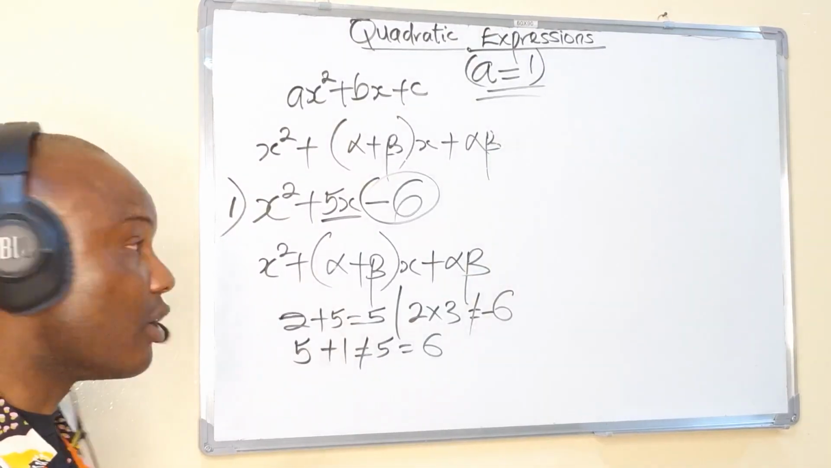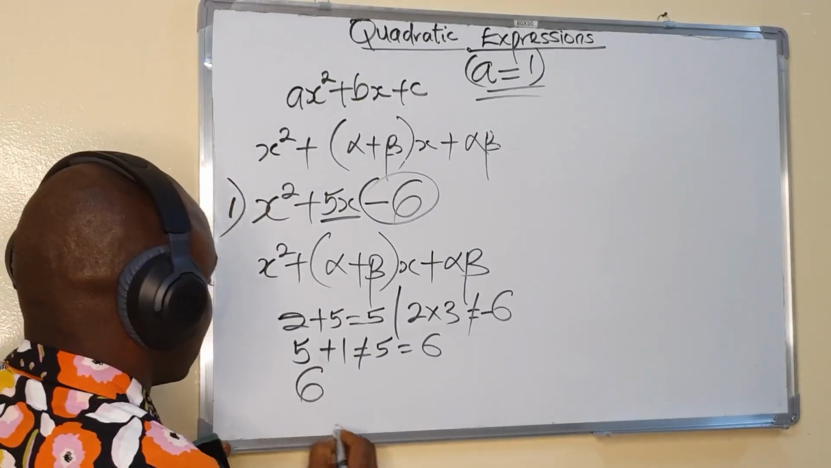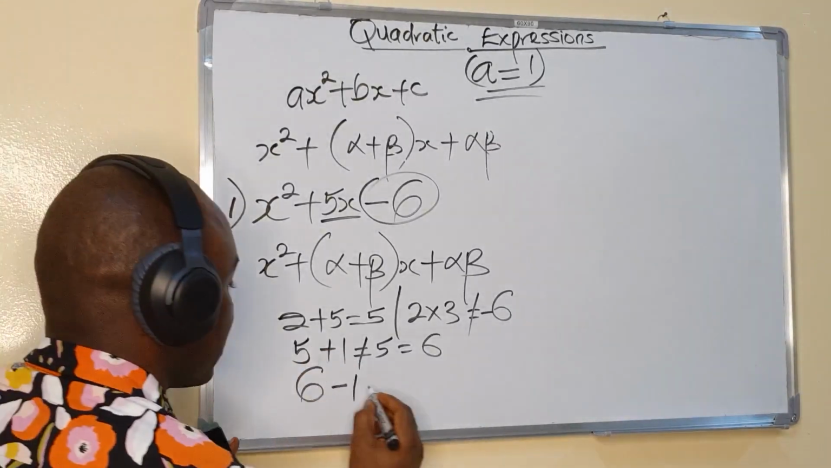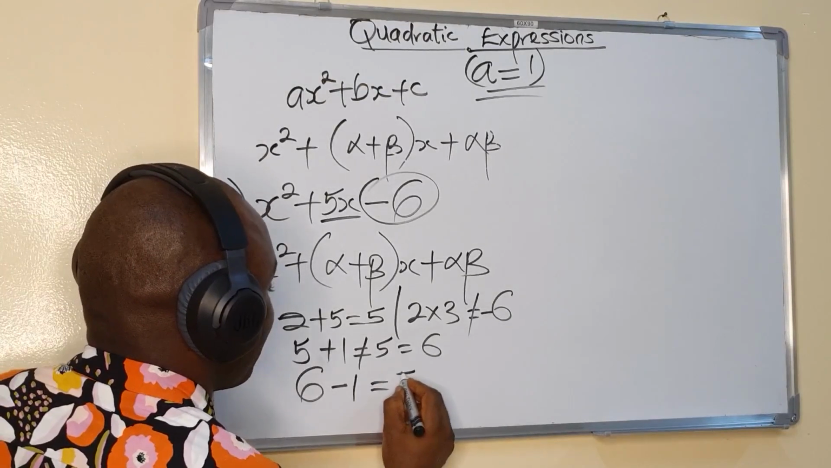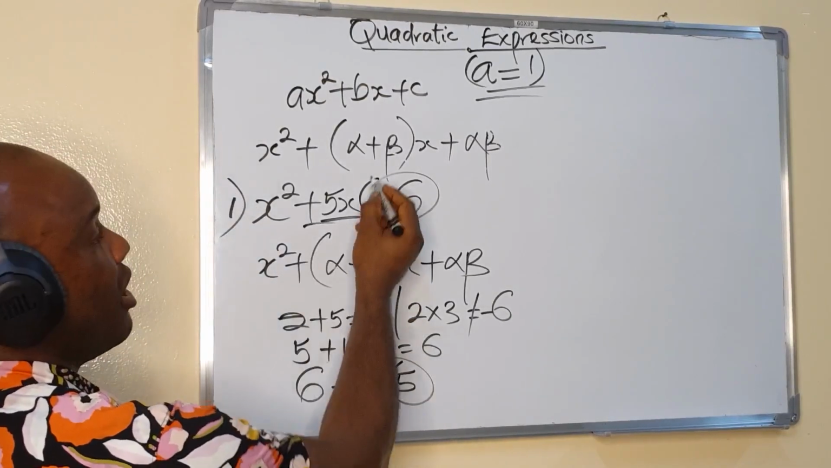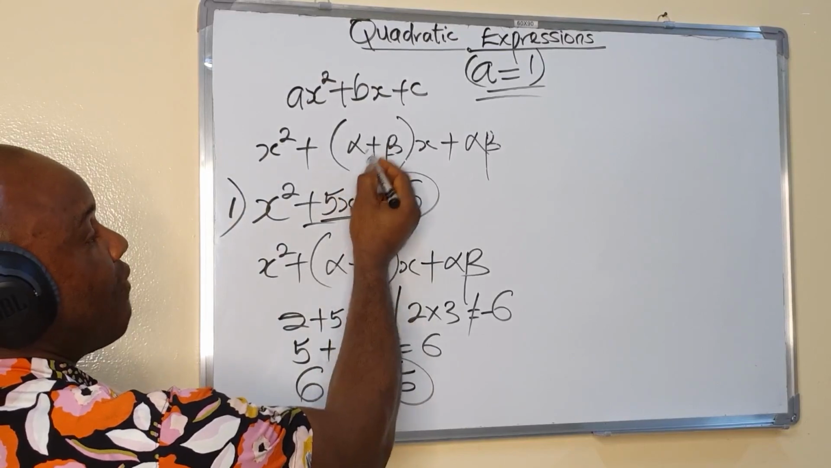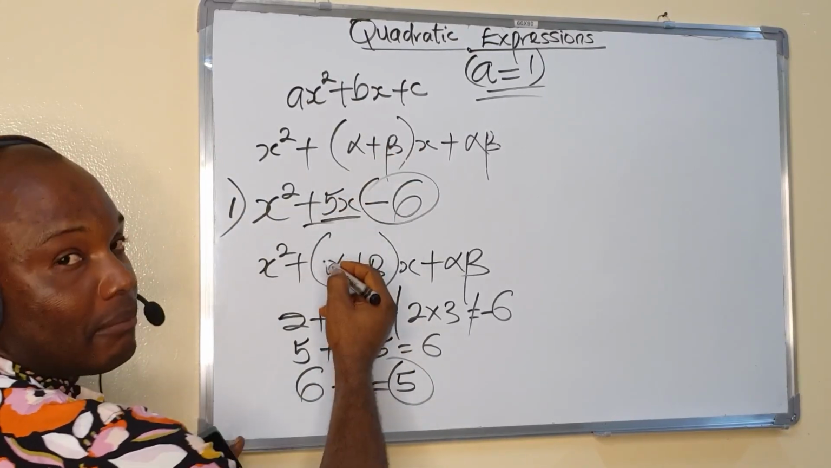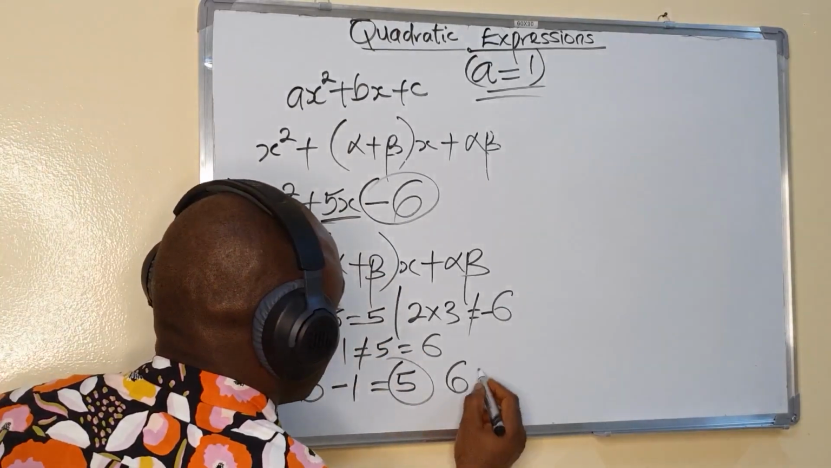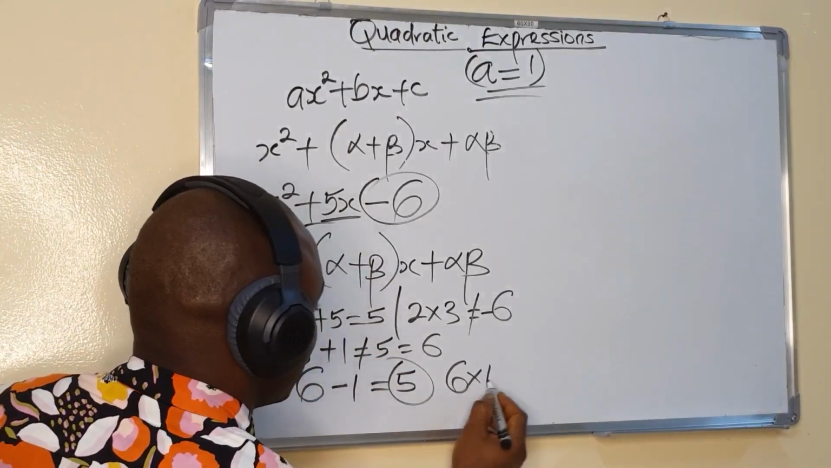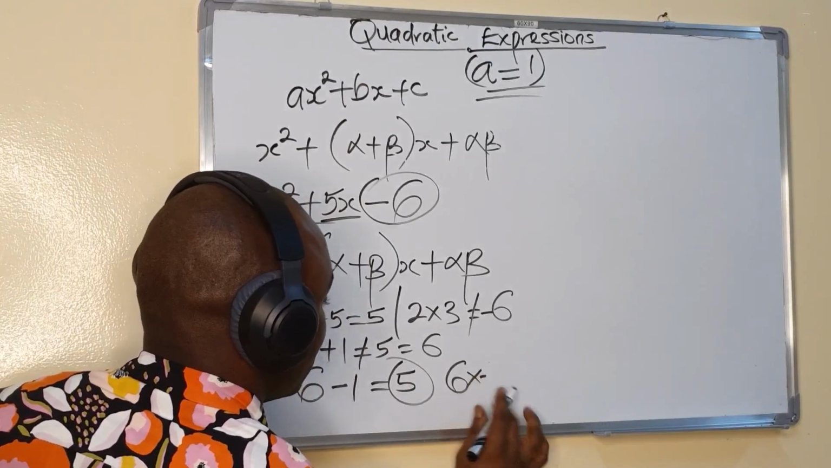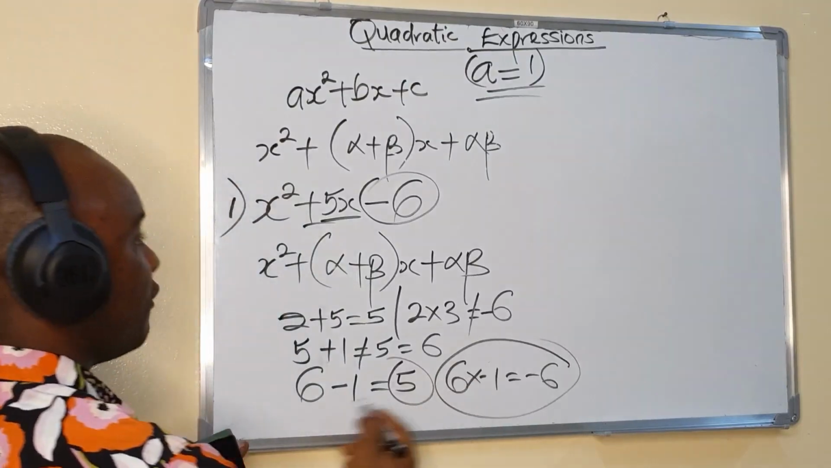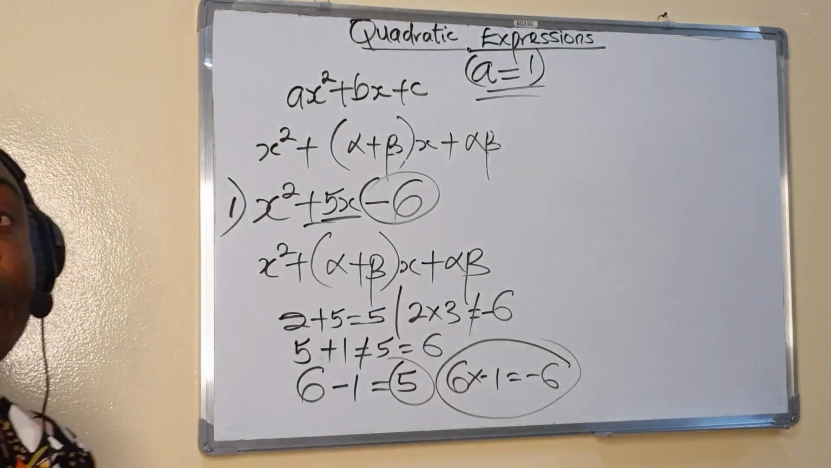The next thing we can think of this time around is 6 minus 1. Yes, this is going to work because 6 minus 1 leaves us with positive 5. Remember, the addition of alpha and beta, the addition of the two factors, should give us the B term. When multiplied together, 6 multiply -1 will give us -6. So do you see, 6 and -1 are the numbers to take the place of alpha and beta.